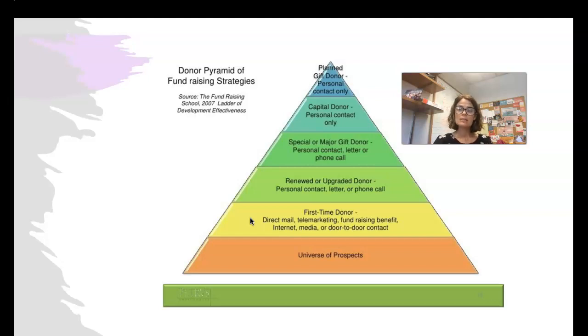Now, once someone has donated, we want to continue to cultivate and strengthen that relationship. Sometimes that's personal contact, a letter, a thank you, an email acknowledging your donation. It could be a phone call from a board member or an employee, and you see it goes up.